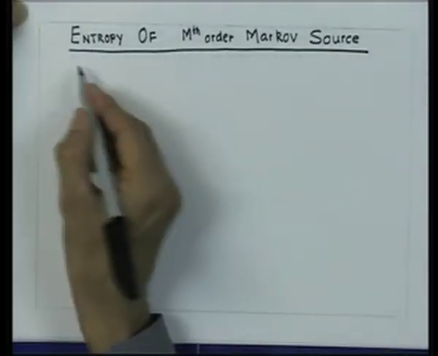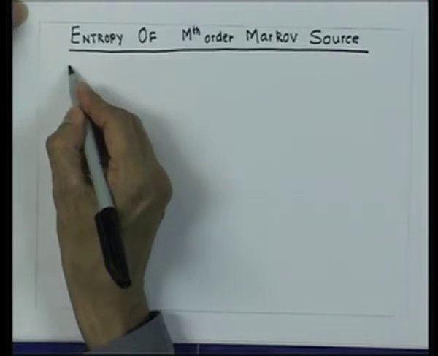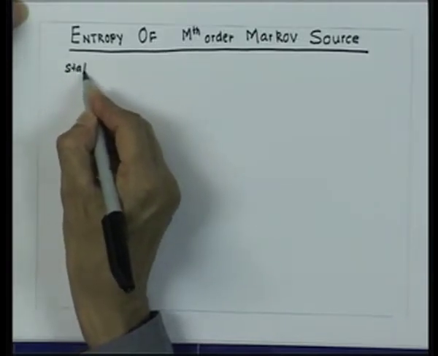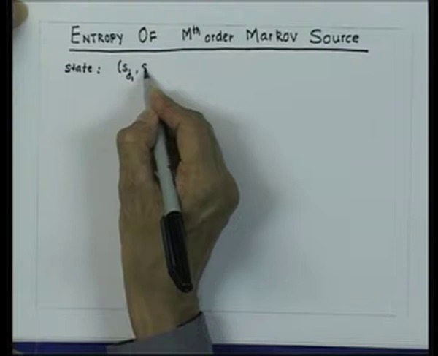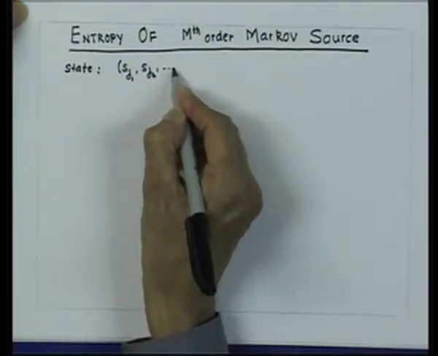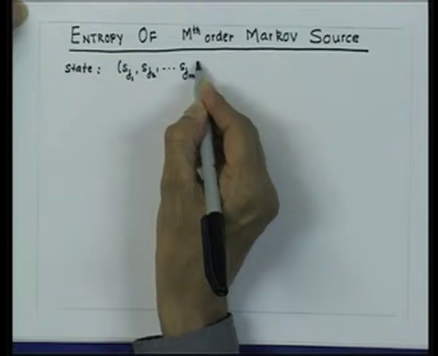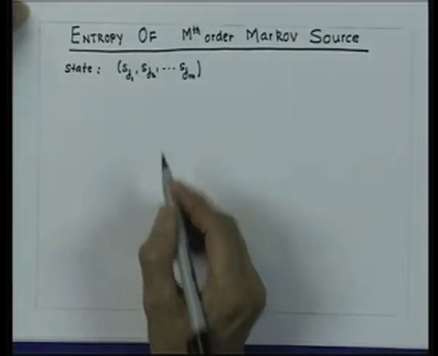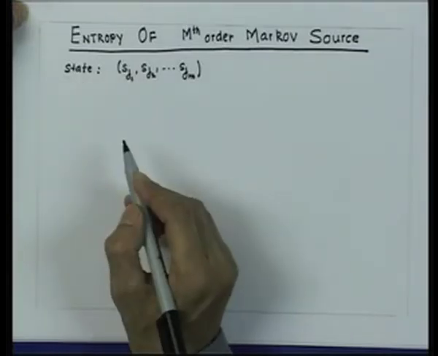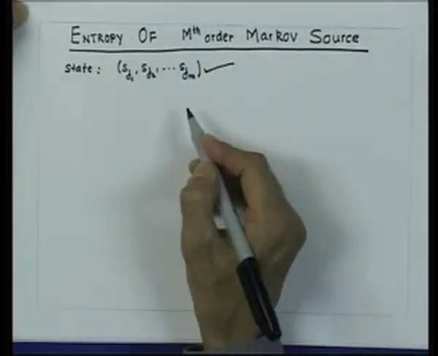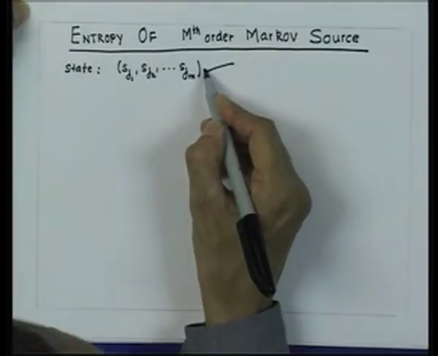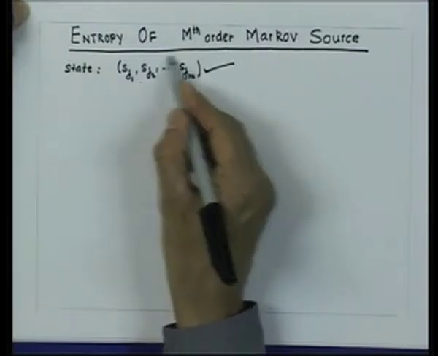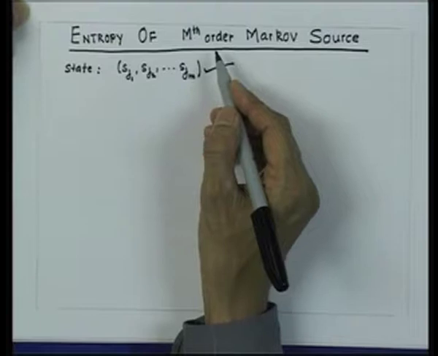So, let us assume that the source was in the state given by Sj1, Sj2 up to Sjm. If the source is in the state given by this, then there are q conditional probabilities associated with this state, q because the length of the source alphabet is q.